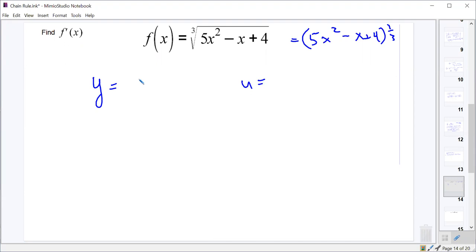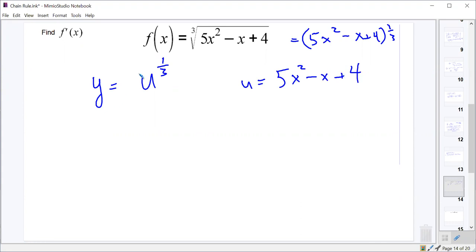Y equals cube root of u, or u to the 1/3. I'm going to write u to the 1/3 just because we're going to use the power rule. But yeah, cube root of u, or u to the 1/3, with u equal to that 5x squared minus x plus 4 that's inside of it.